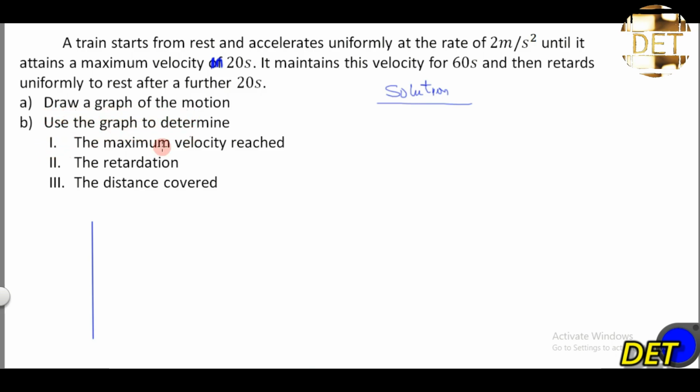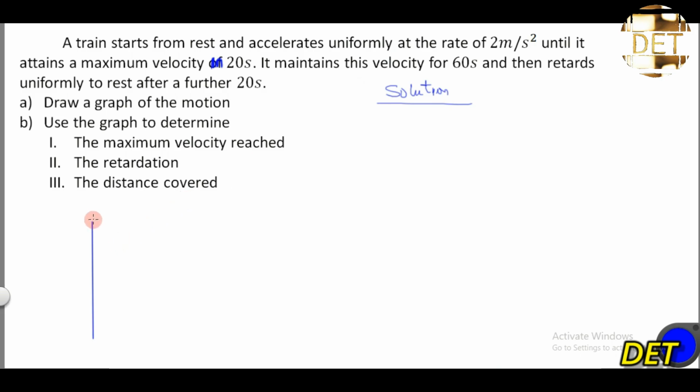B. Use the graph to determine 1. The maximum velocity reached, 2. The retardation, and 3. The distance covered. So the first thing I would want to do here is to draw the velocity time graph for this motion.